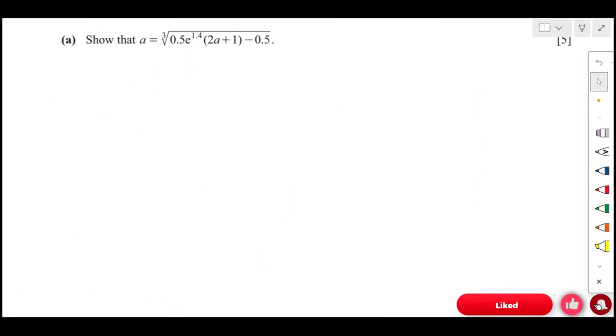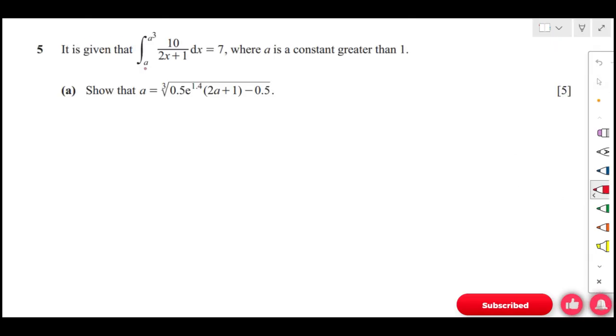Question number 5. It is given that the integral from a to a cube of 10 over 2x plus 1 dx is equal to 7, where a is a constant greater than 1. A should be greater than 1. Part A: show that a value is this. So we have to solve this integral, basically using this information that the integration from a till a cube of 10 over 2x plus 1 with respect to dx is equal to 7.